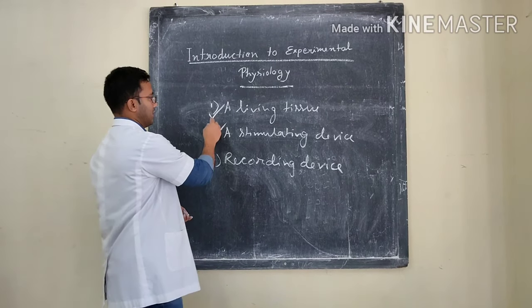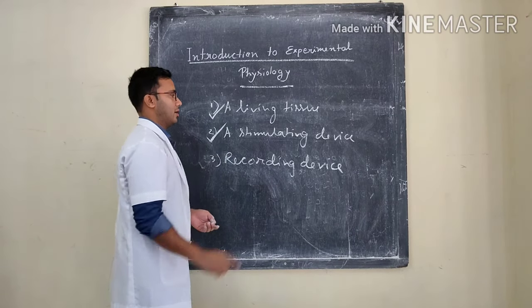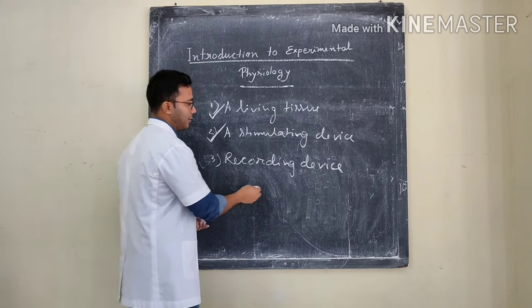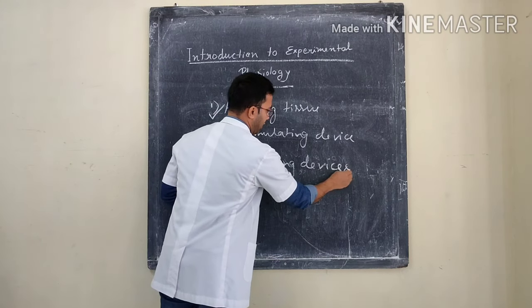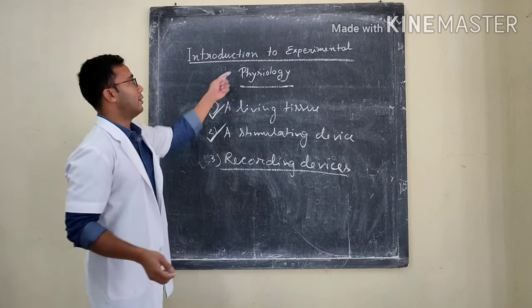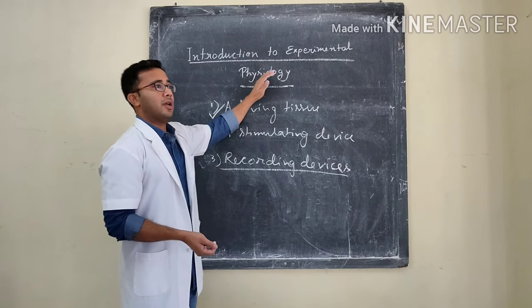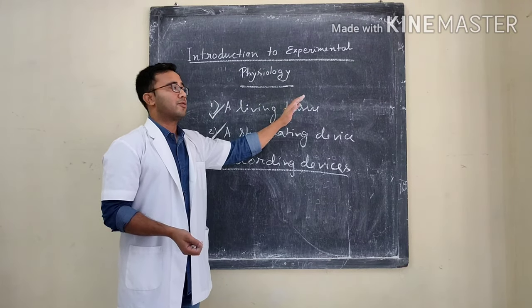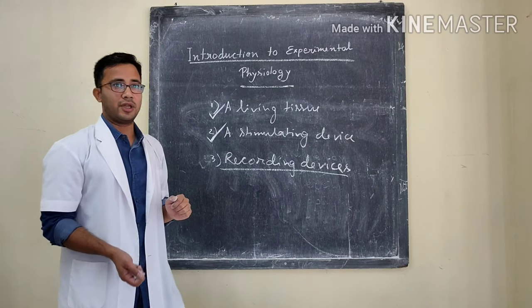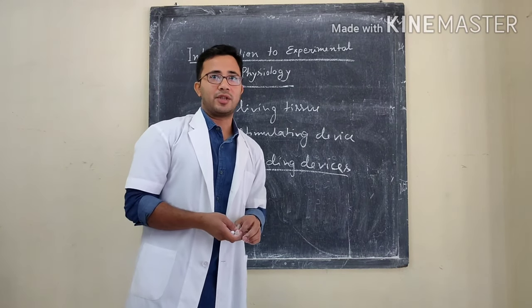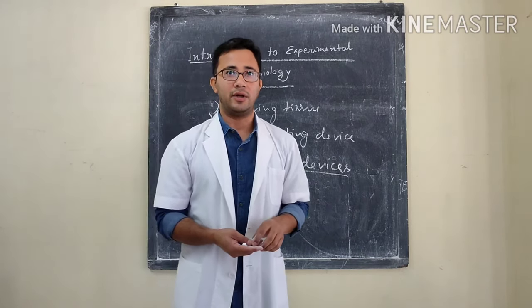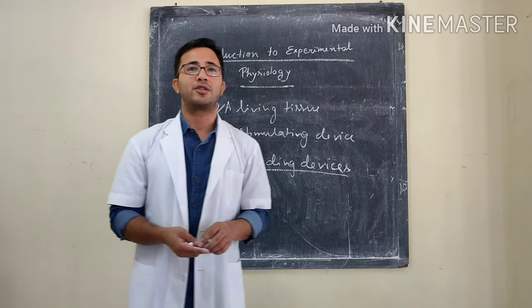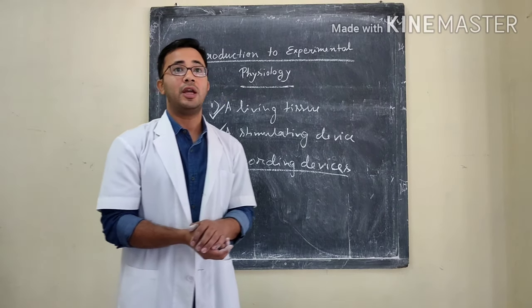So I have already described the living tissues and the stimulating device. Now I go to the recording devices. Recording devices are used for the recording of the nerve-muscle response or cardiac tissue response in experimental physiology. The recording of the response is done by using a writing lever which inscribes on the surface of a moving paper mounted on a kymograph.